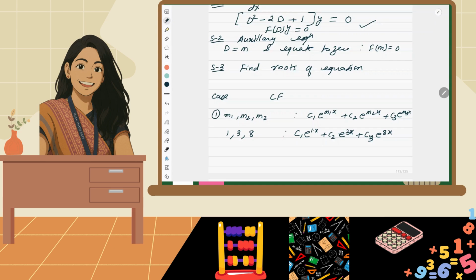We have to always take care: if the degree is 2, I will have 2 roots; if the degree is 3, I will have 3 roots. Now suppose my roots are 0, minus 4 and 5. The answer is c1 e^(0x) plus c2 e^(-4x) plus c3 e^(5x). Suppose my roots are 1.7 and root 3. In that case, my answer will be c1 e^(1.7x) plus c2 e^(root 3 x). So don't worry about the decimals or roots. Whatever is coming, you put it here. So this is your case 1.